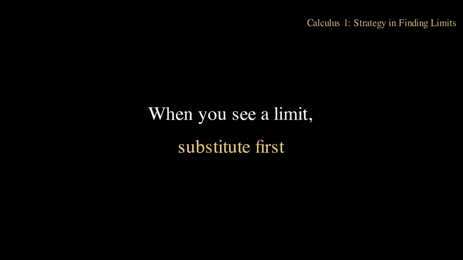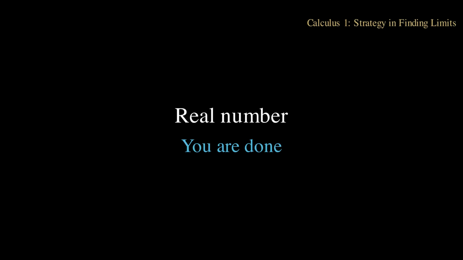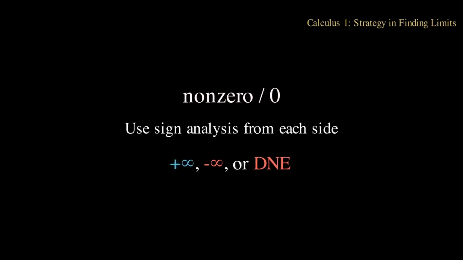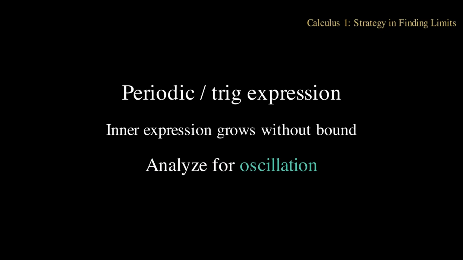Let me now state the complete decision sequence precisely. When you see a limit, substitute first. If the result is a real number, you are done. If the result is 0 over 0, identify the algebraic structure. Factor and cancel if polynomials, multiply by the conjugate if radicals are present. If the result is a non-zero constant over 0, perform sign analysis from each side to determine if the limit is positive infinity, negative infinity, or non-existent due to sign conflict. If the expression involves trigonometric or periodic functions and the argument grows without bound, analyze for oscillation.